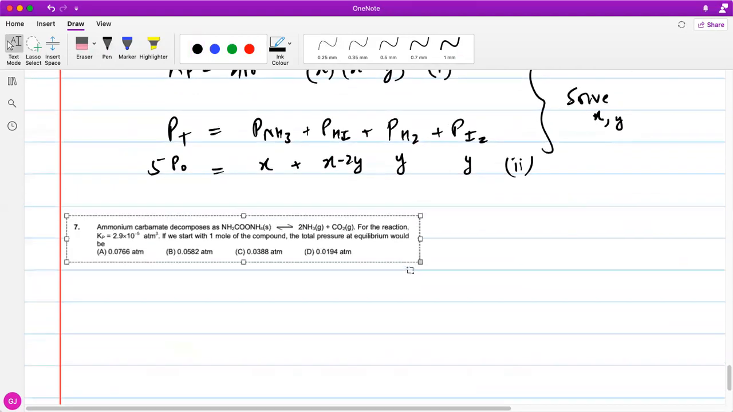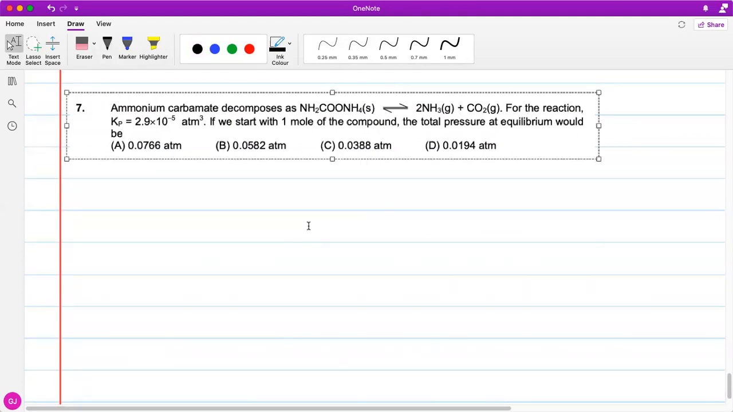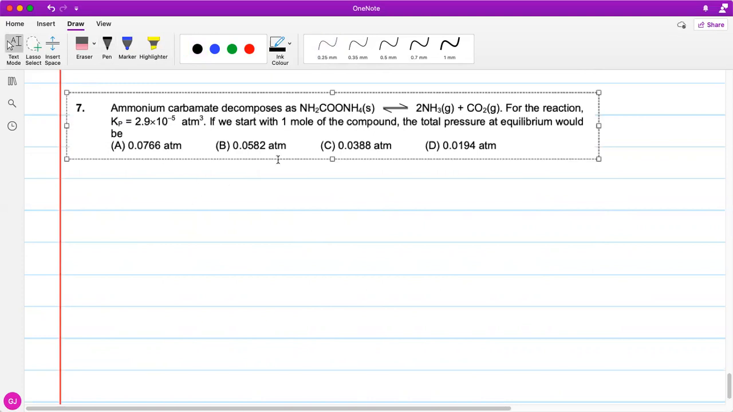Question number 7 is related to ammonium carbamate decomposes as this compound for the reaction Kp is given to you. And it is mentioned if we start with 1 mole of compound, the total pressure of equilibrium would be. So I think the question is very easy. Like it is one of the easiest questions that is there in this section in the booklet, right? So the reaction is like already written in front of you.